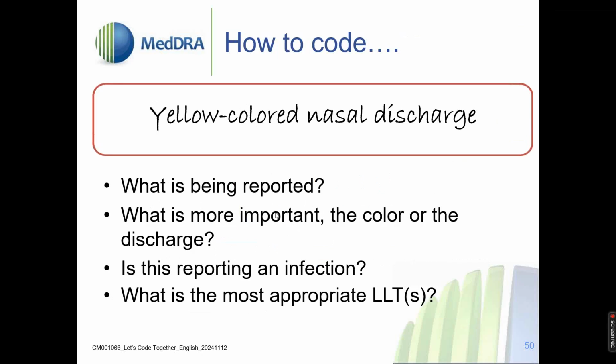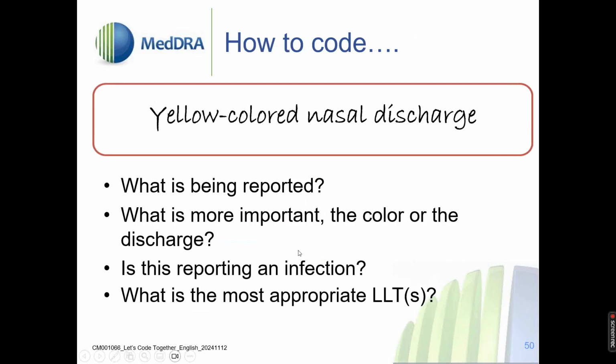We're now looking at a term called yellow-coloured nasal discharge. So what's being reported here and what's important to capture? Is it the colour? I'm using the American spelling there because that's what's reported in the term. Is it the colour, or is it the fact that there's discharge? How much discharge is there? Do we know that? Is it actually reporting an infection by saying it's yellow coloured? Are they saying that they suspect it to be infected in some way? So would we say, well, it's a possible infection, or is that a jump? What is the most appropriate LLT here?